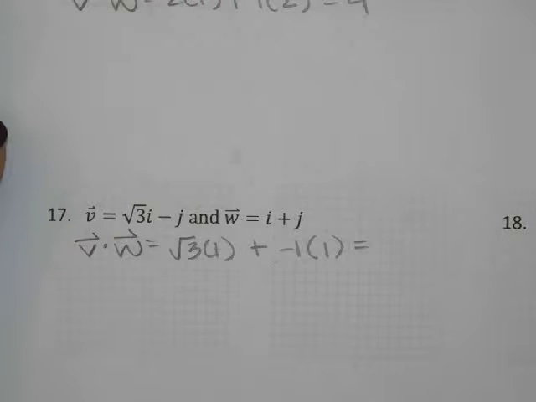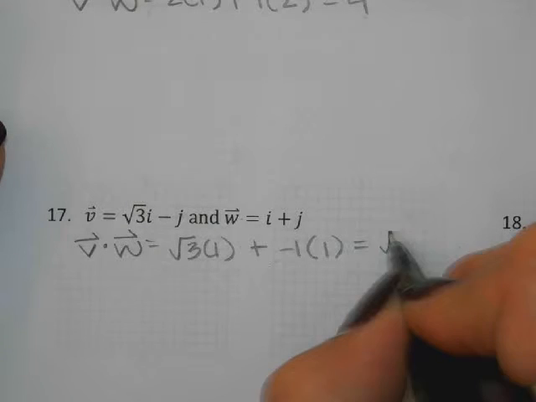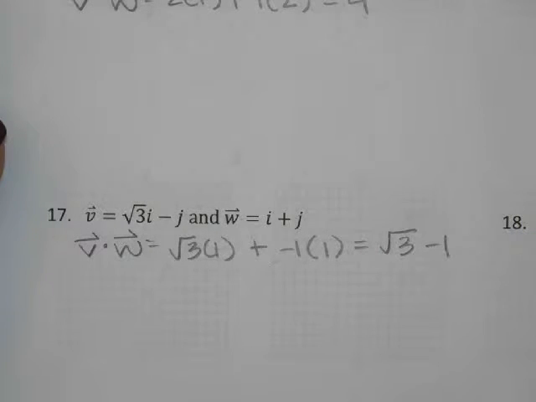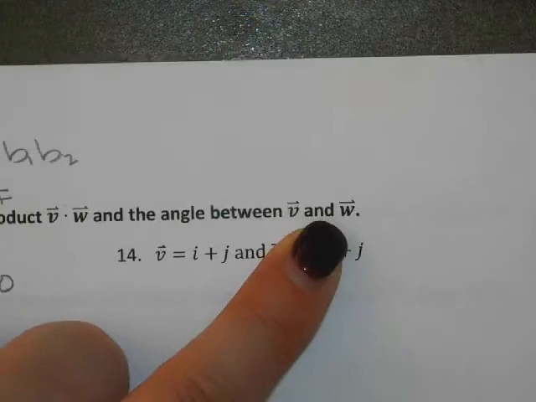It's going to have two parts to it. Root 3 minus 1. Yep, can't simplify it any more than that. Okay, so dot product, pretty easy to work with. You just have to kind of remember that little formula for it. And then next, we want to look at the angle between V and W.